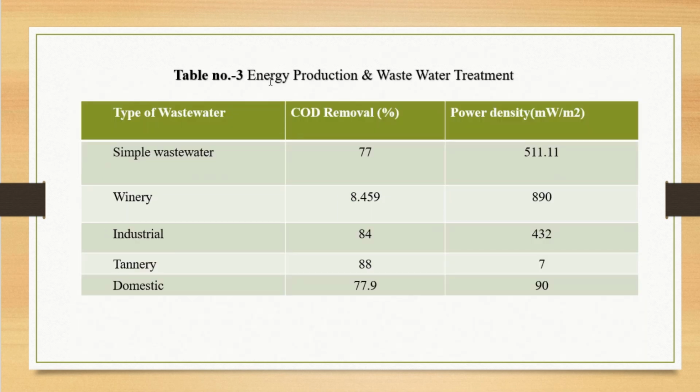This is also a result, and we can see simple waste treatment. Simple wastewater is treated, and the COD removal efficiency is 77%, and power density is 501.1 milliwatt per meter square. We can treat industrial wastewater as well, and the COD removal efficiency was estimated as 84%, and electricity generation was calculated as 432 milliwatt per meter square.